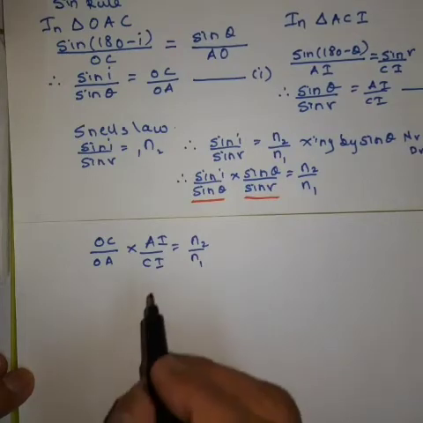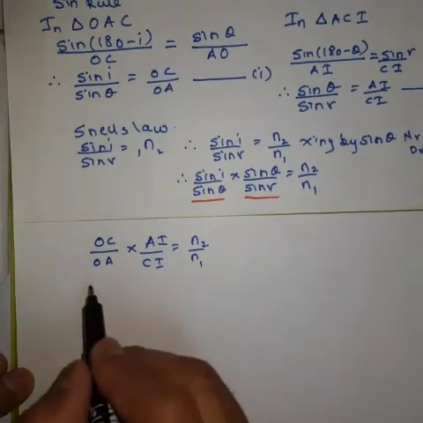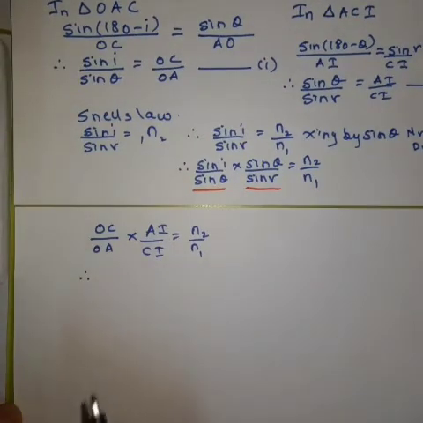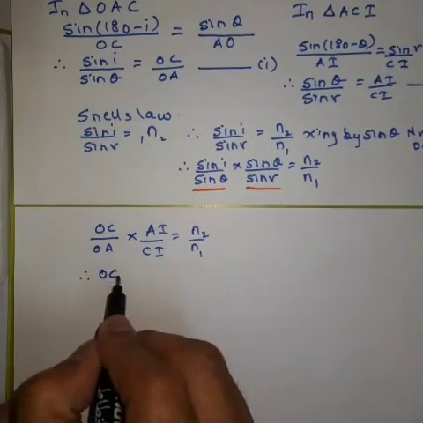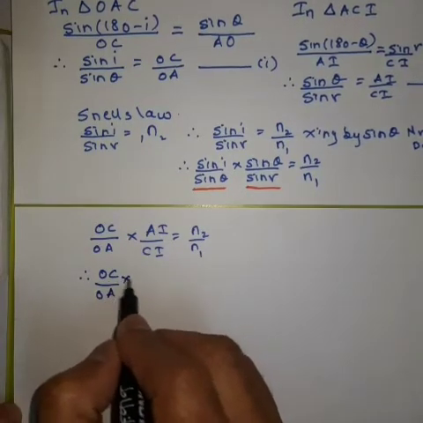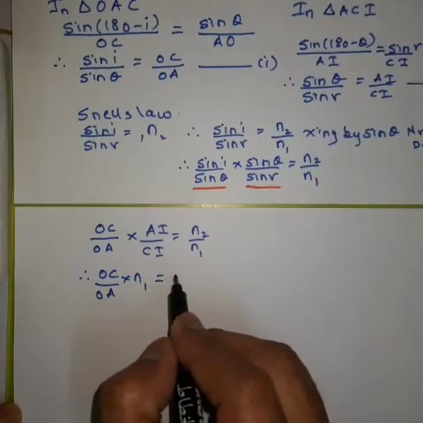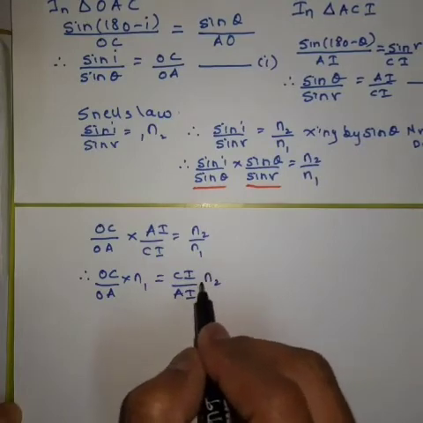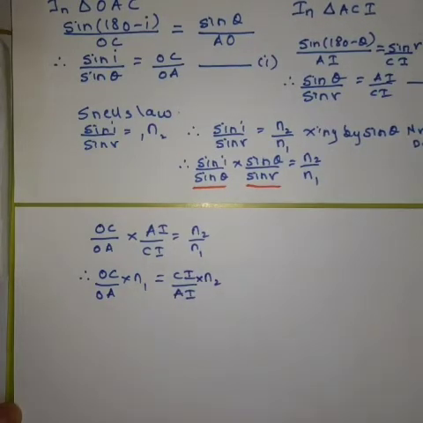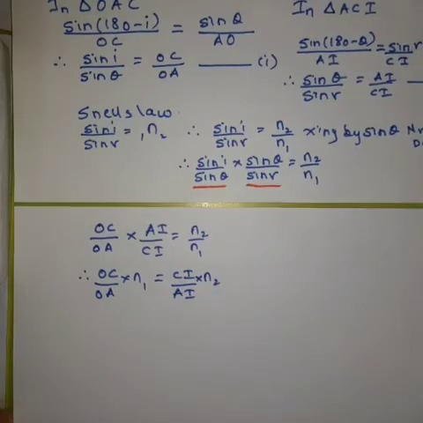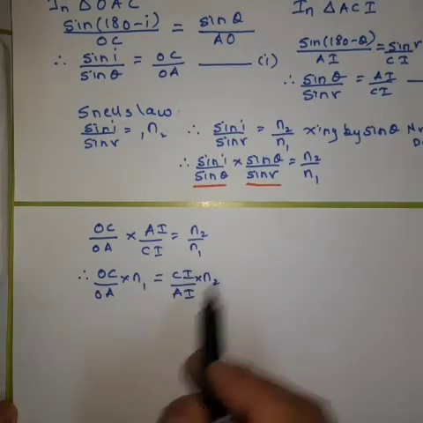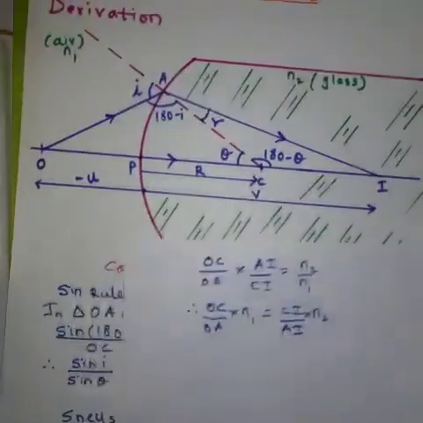Now if I simplify this ahead, I get OC upon OA into N1 equals CI upon AI into N2. Ahead of this, it's nothing else but just the math. So if I look into the values of OC, OA, CI, AI from the diagram, what do we get these values as?